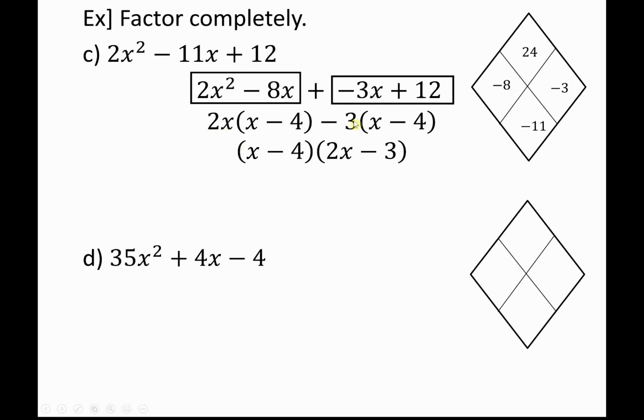Okay, all right, example D, we have 35 times -4 gives us the -140 here. 4 is your B value. This one's a little tricky.